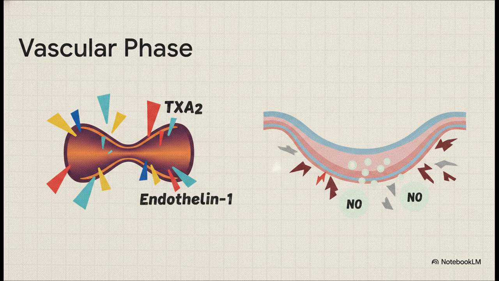The very second you get a vascular injury, the initial response is a local spasm driven by thromboxane A2 and endothelin-1. And check out this high-yield exam pearl. Remember that healthy, intact endothelium isn't just sitting there passively. It actively secretes nitric oxide and prostacyclin to make sure unwanted clots don't form.